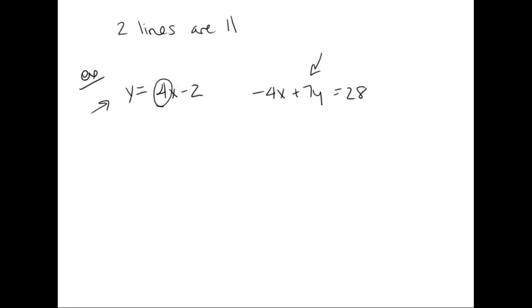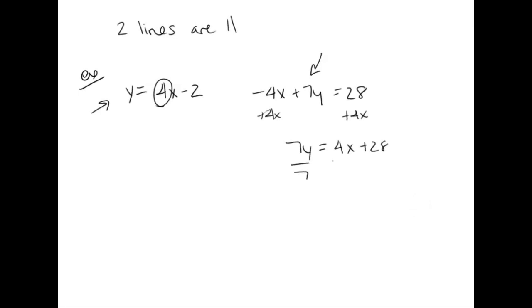So let's do that. We're going to add 4x to both sides. This is going to be using an old skill, which I'm super excited about here, where you guys are going to have to play around with these functions. So 7y is going to equal 4x plus 28.